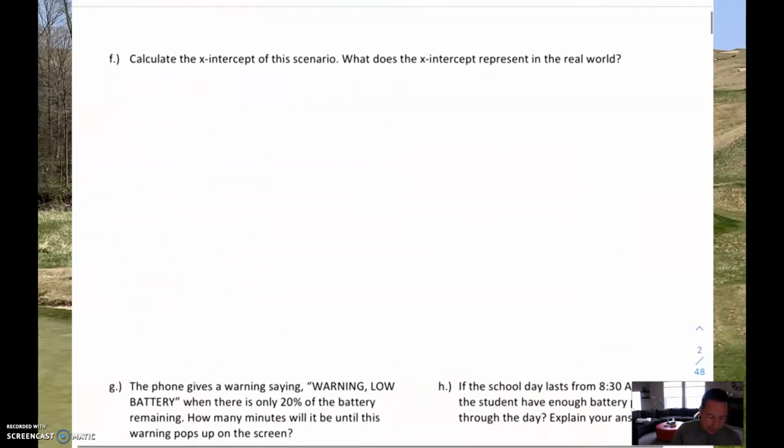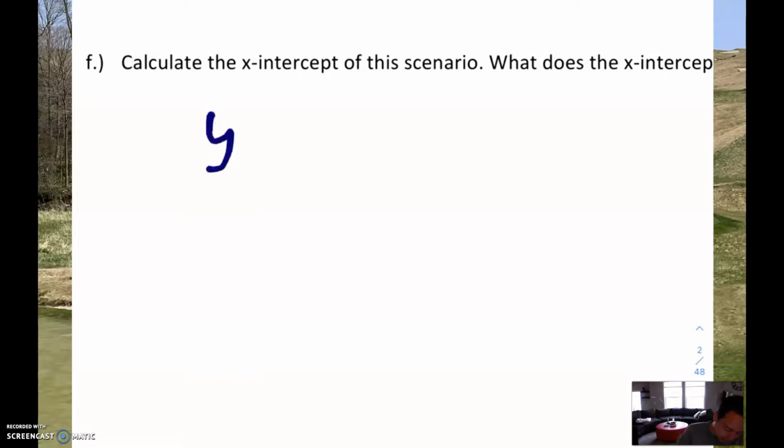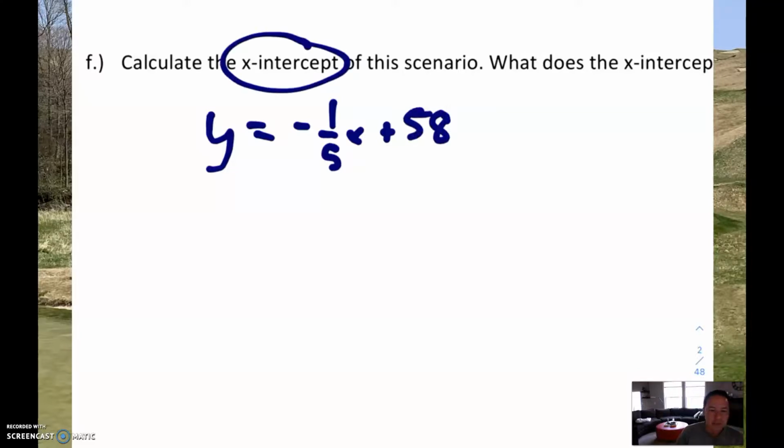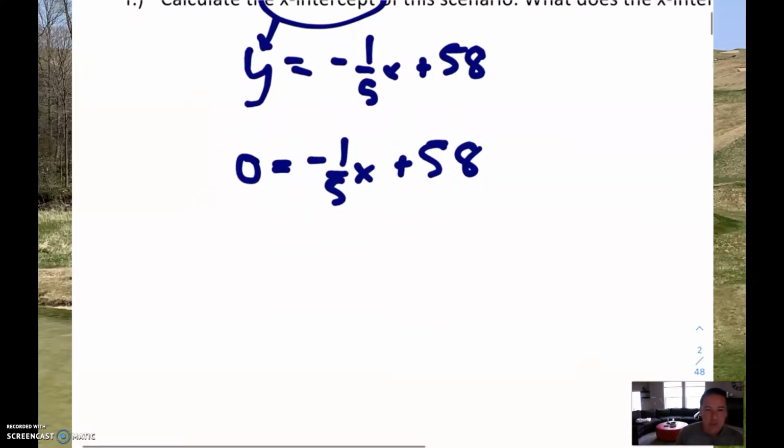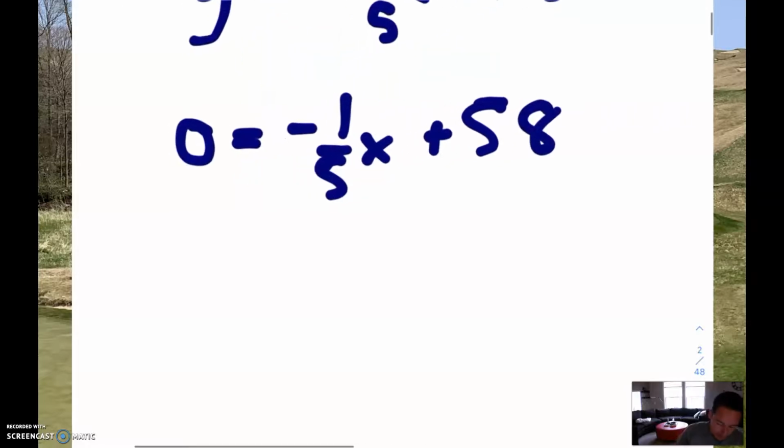Now we're going to calculate the x-intercept of this scenario, and we want to know, what does the x-intercept represent? If you remember, again, back to quarter 2, that quarter 2 was really important. To find an x-intercept, we have to change the y to a 0. So let's start with our equation. y equals negative 1/5 x plus 58. Anytime you want to find an x-intercept, we can just take this y-coordinate and replace it with 0. So we just substitute a 0 for y. And now we have to solve for x.